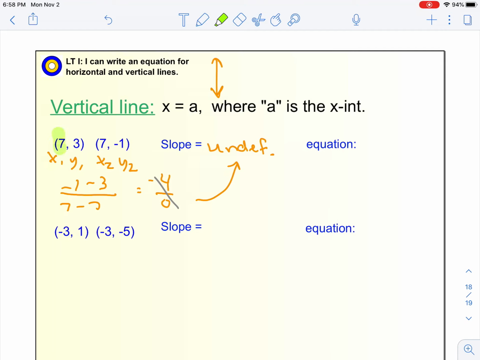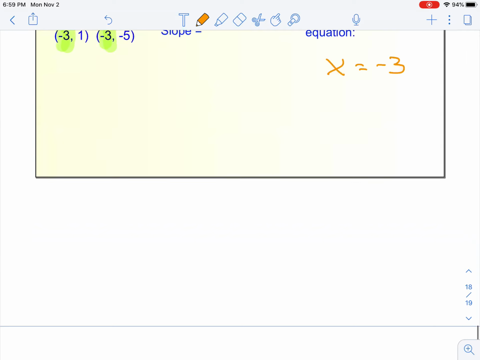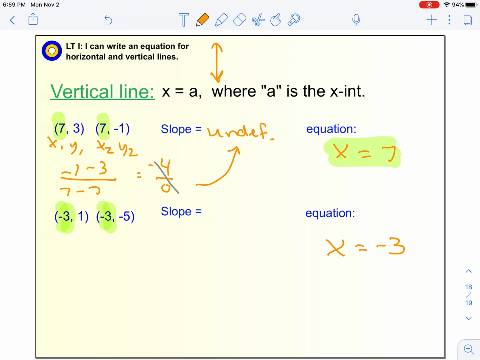And so again, notice which value is the same here. It's the x value, and that's how you know that your equation is x equals 7. Okay, your turn. You try the next one. Can you write the equation of that line? Notice, again, the x values are the same, so x equals -3 should be your answer. And that is the end of our lesson.